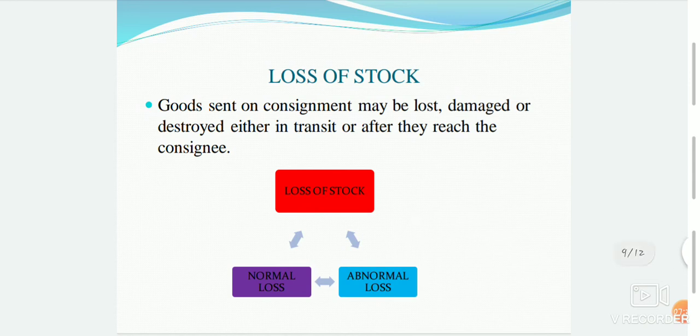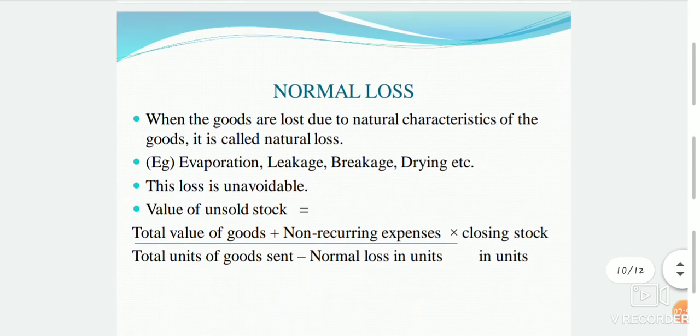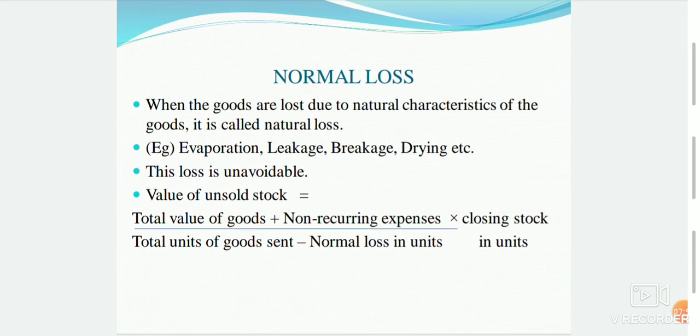The next is loss of stock. Goods sent on consignment may be lost, damaged or destroyed either in transit or after they reach the consignee. The goods are consigned from one place to another, and may be lost, destroyed or damaged either in transit or in the consignee's stores. Such loss can be divided into two parts: normal loss and abnormal loss. Normal loss: when goods are lost due to the normal characteristics of the goods, it is called normal loss. Example: evaporation, leakage, breakage, drying, etc.